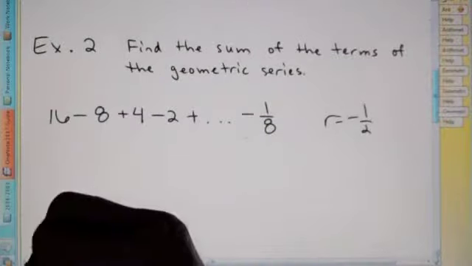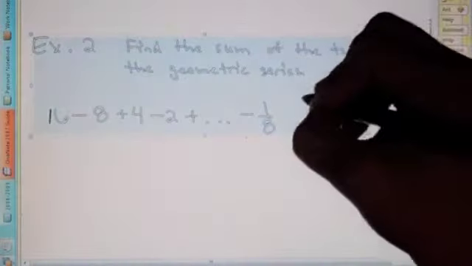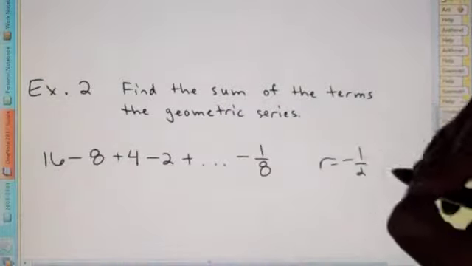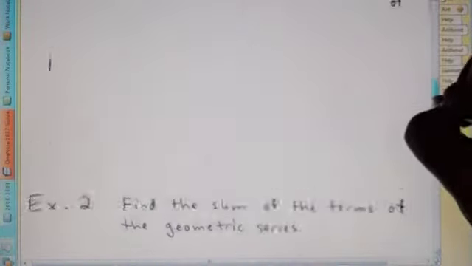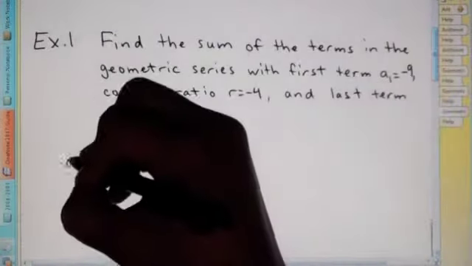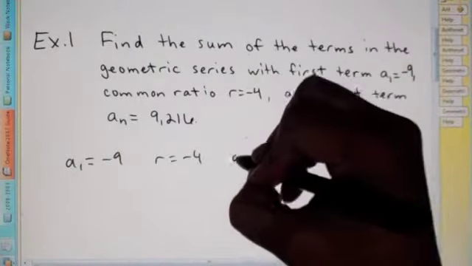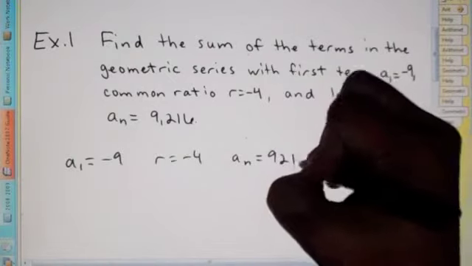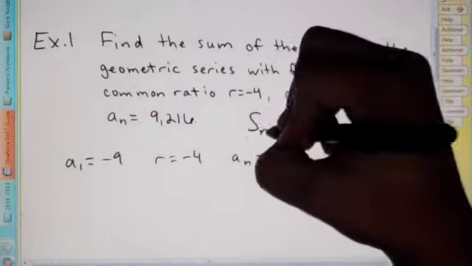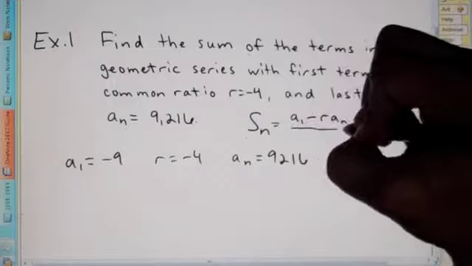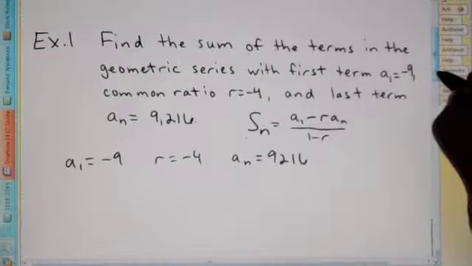Well, first of all, let me move this down really quick. Okay. Give ourselves some room. Okay. So we have to figure out which one do we need to use? So what information are we given? If you take a look at this, we know our first term is negative 9. Our ratio is negative 4. Our last term is 9,216. So we can actually use this sum formula that says a sub 1 minus r times a sub n over 1 minus r. This is the formula we're going to want to use.